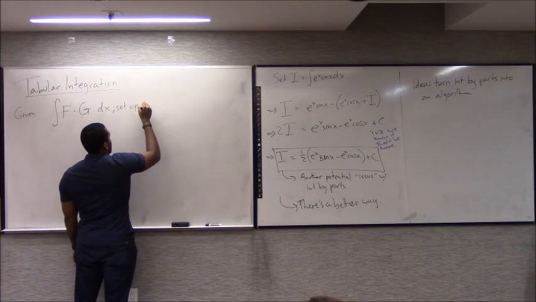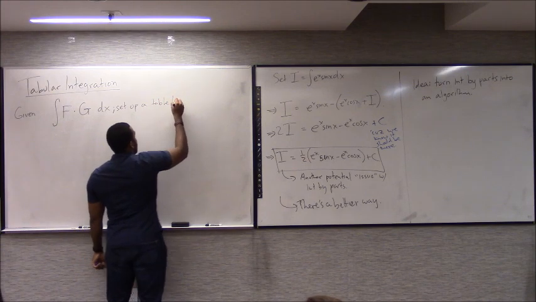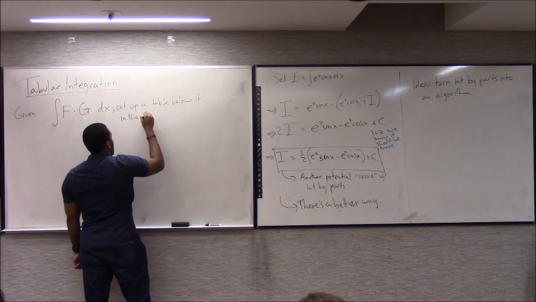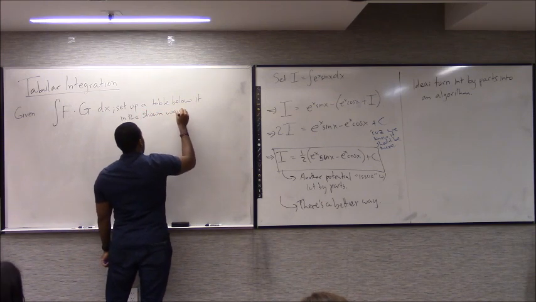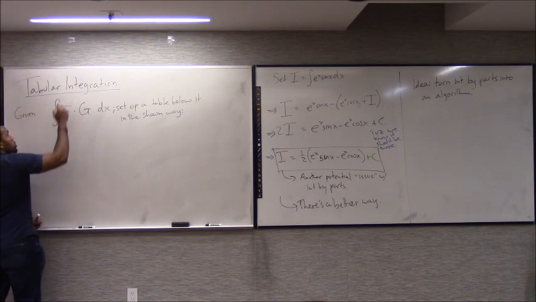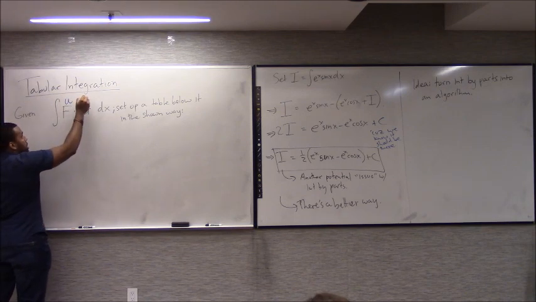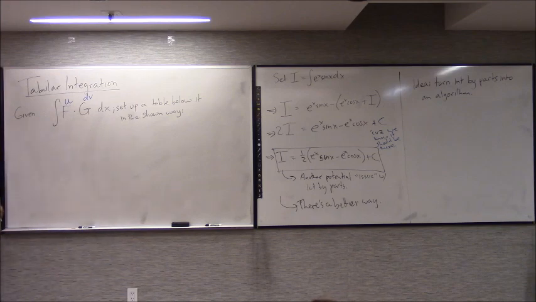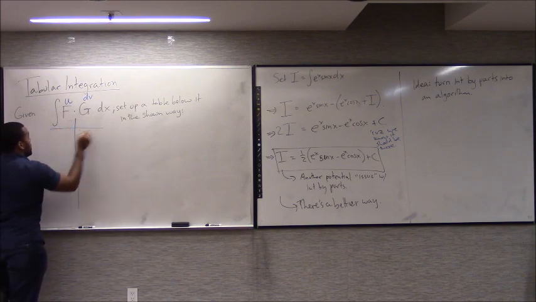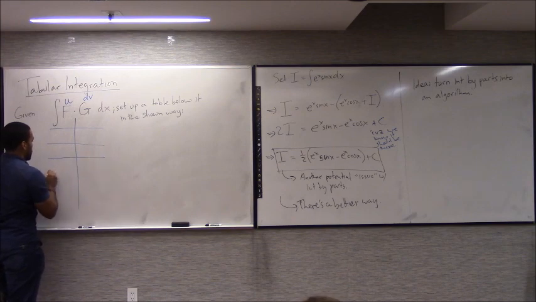Set up a table below it in the shown way. Okay, so here's how we're going to set up this table. I'm going to arrange it so that the guy who's going to be my u is in the first position and the guy who's going to be my dv is in the second position. So if they're not in the right order, I'm going to swap them. And I'm going to create a table. Dot, dot, dot.